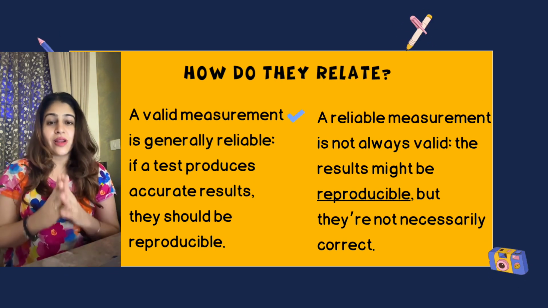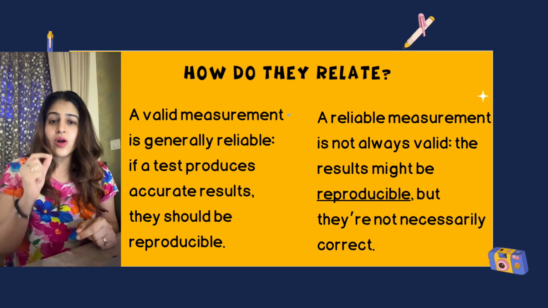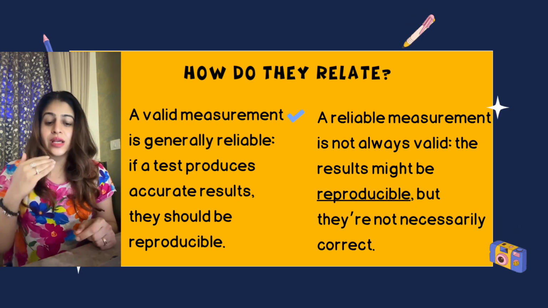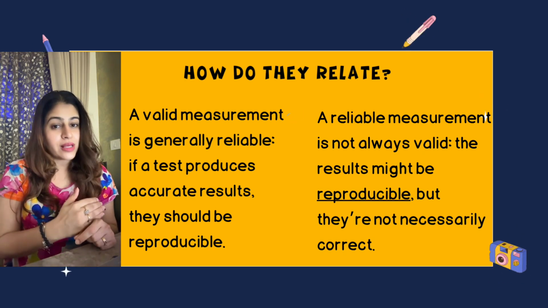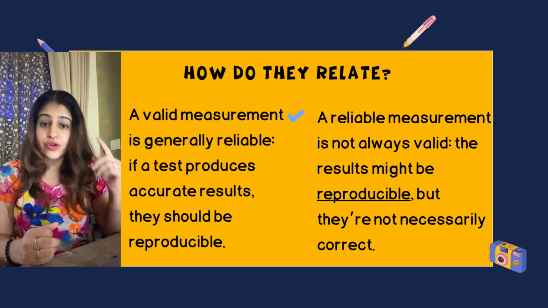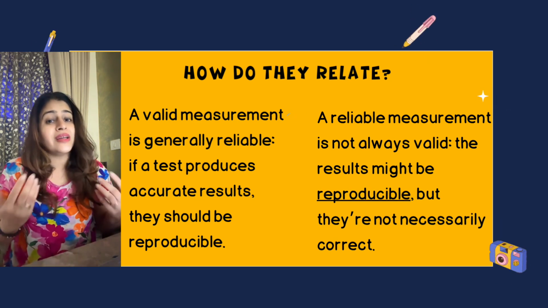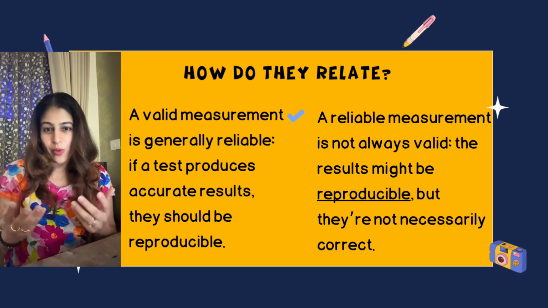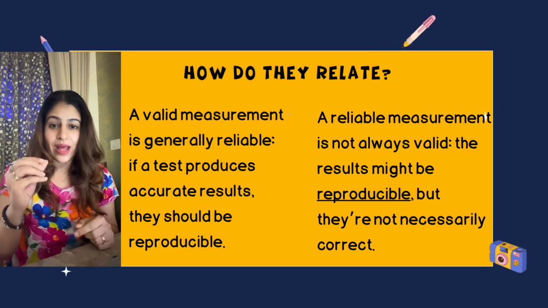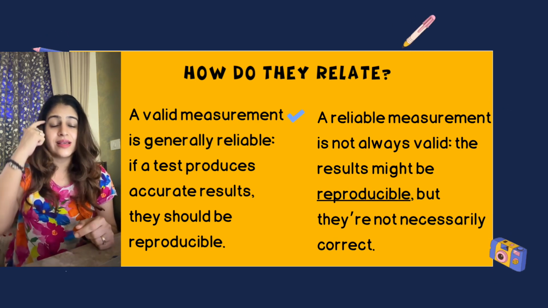How is it related? Now understand one thing. If a questionnaire is valid, it is most likely to be reliable as well. But if it is reliable, it might not be valid. So what does it mean? It means that if it is valid in nature, that means the validity is high.